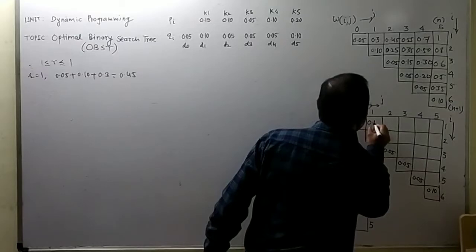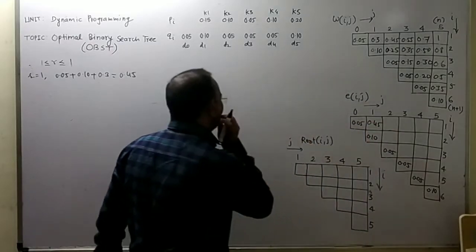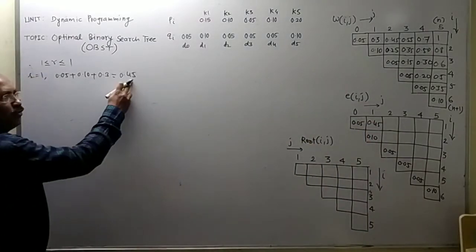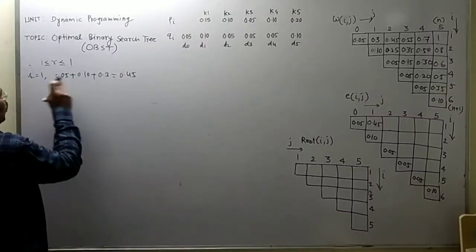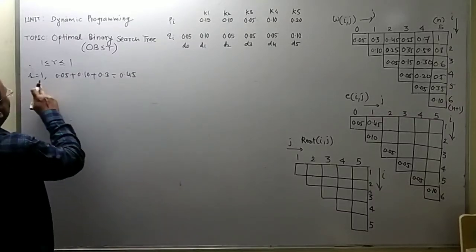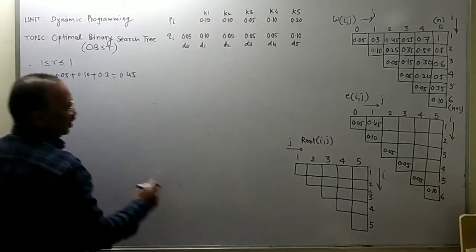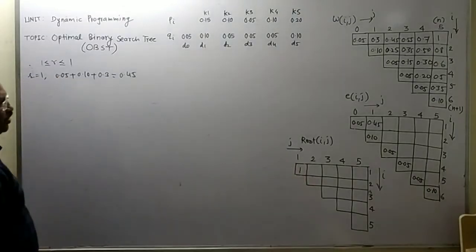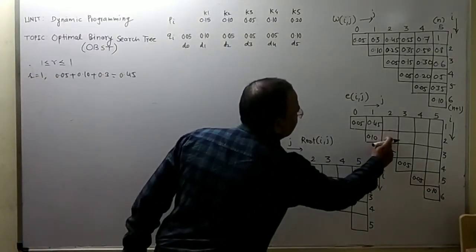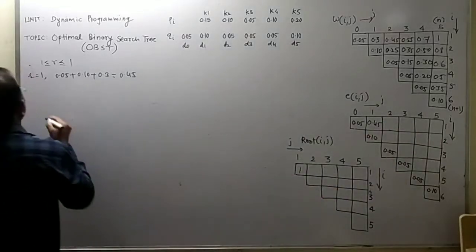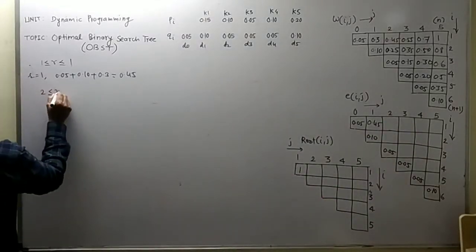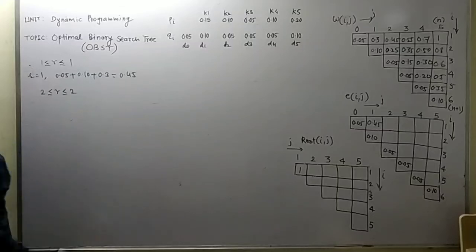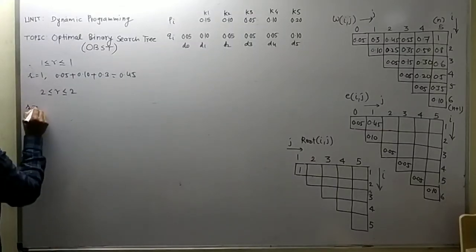Here 0.45. Now we have got 0.45 for R is equal to 1. So that's why I put 1 in root table here. Now for this cell, that is 2 cell, 2 less than or equal to R less than or equal to 2. R is equal to 2.